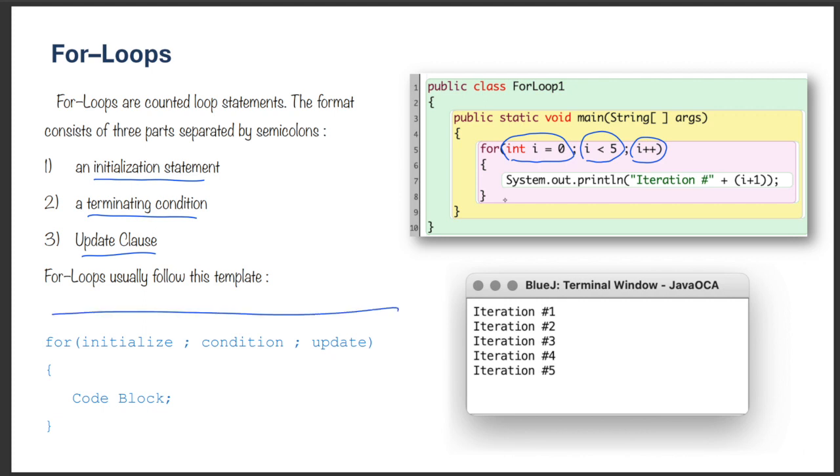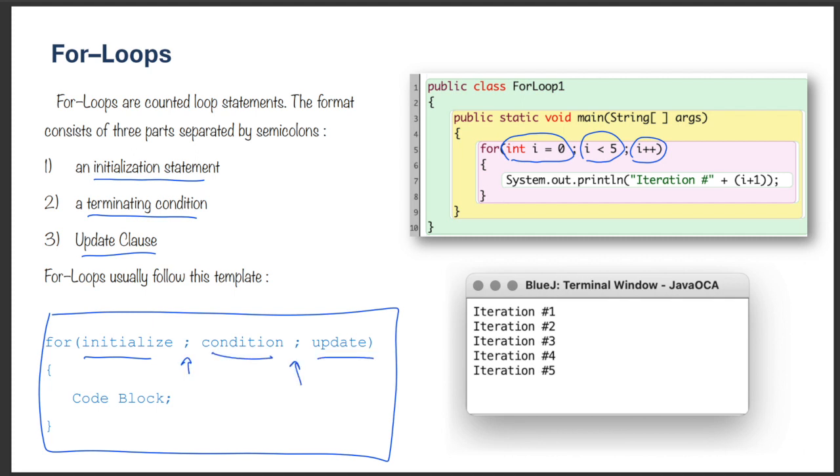For loops generally follow this template that you see here. Again, it is initialize, semicolon, condition, semicolon, update clause. And then you have your code block. And we see this code gave us the output of each iteration, 1 through 5.